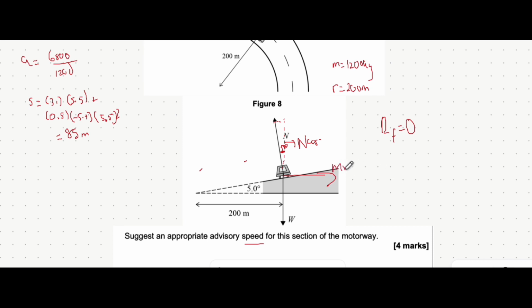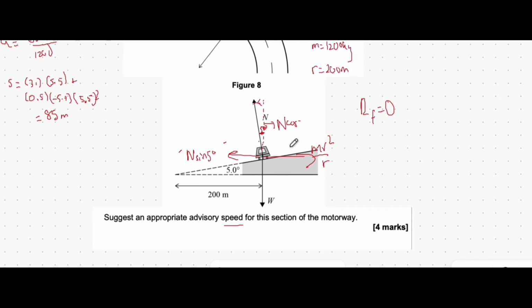Sorry about that. Just write that mv squared over r, and the component of the force n that acts to the left is the component that doesn't touch the angle, so that's going to be the sine component, so n sine 5 degrees. Like I mentioned, everything is moving at a constant speed, in a constant circle, so the resultant force is 0, vertically and horizontally. Using the fact that it's 0 vertically, we can say that the vertical forces are balanced. We can say the weight is balanced by n cos 5 degrees.